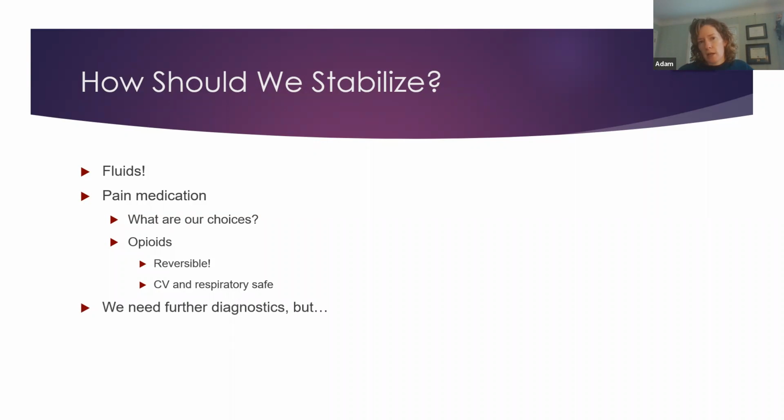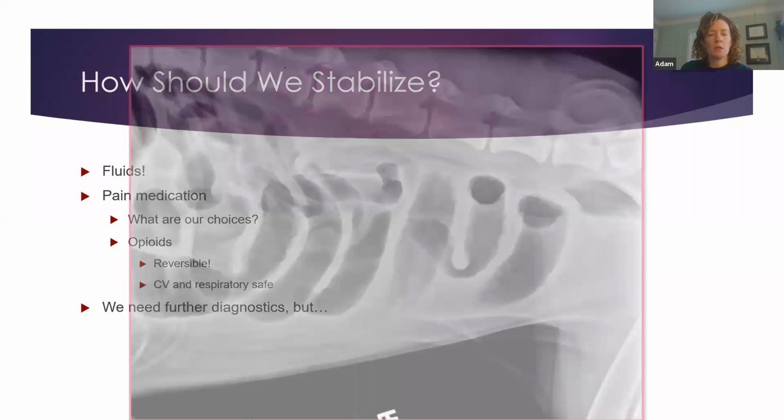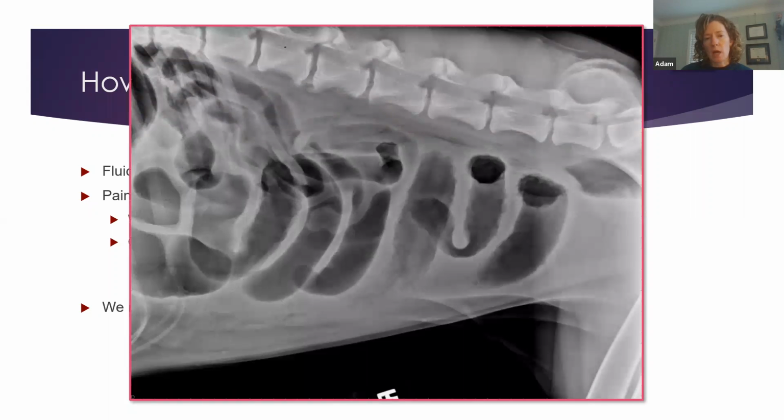Obviously, we need further diagnostics, right? But we want to try to get her as stable as we can first. So in this dog, we started some fluids, we started some pain medication, and then got her down to x-ray. And her abdominal x-rays look like this. Does anybody know what this is classic for? Besides Dr. Friedel?